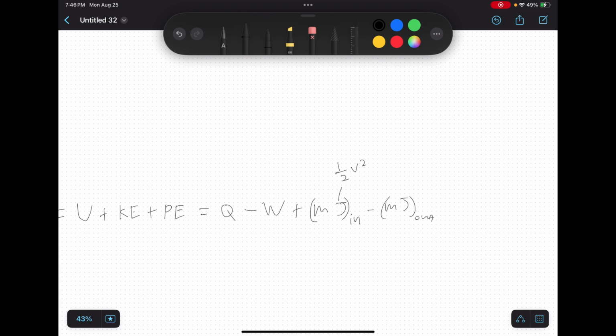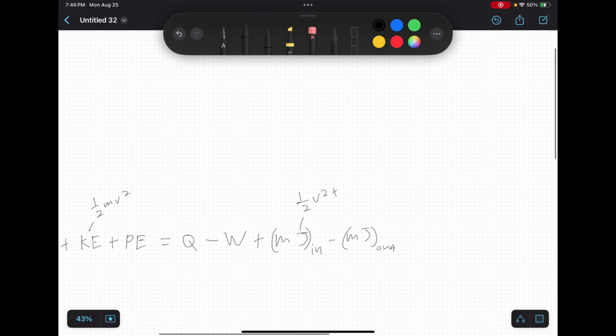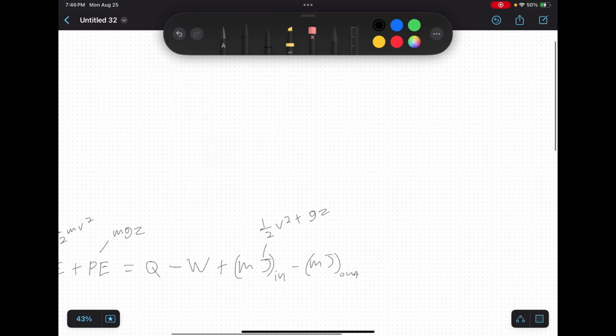This is half v squared, and if you multiply in the m, it's half m v squared, so that is the same thing that's over here, 1/2 mv squared, plus g, I would call it h, but I'm not going to because h is enthalpy, z for height, and that's the same thing that's over here, mgz, plus h, which is enthalpy.